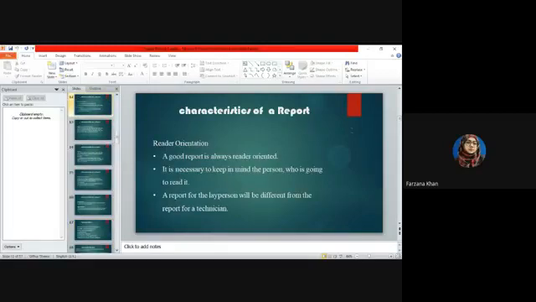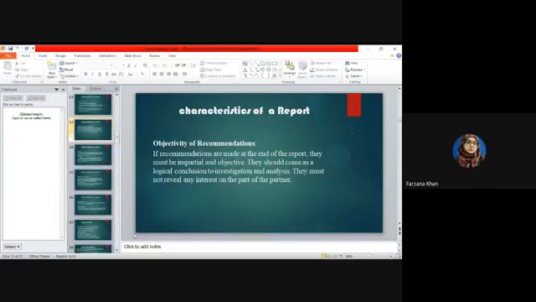Your report should also be reader oriented, because your reader is the top priority in your report. A good report is always reader oriented. While drafting a report, it is necessary to keep in mind the person for whom you are going to write the report. So it is necessary to keep in mind the person who is going to read your report. A report meant for the layperson will be different from one meant for the technical experts. Because if you are writing your report for a layman, then it would be totally different from the report which you are writing for your boss, for your head.